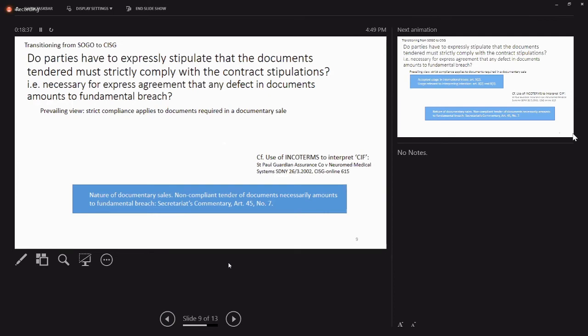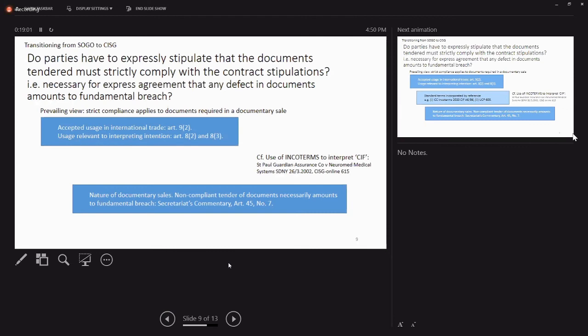So when we move into the CISG system, do I, as a transactional lawyer, have to refit all these documents to say that exact compliance with what we stipulate as compliant documents is necessary? If anything is wrong with it, let's just say the date of shipping, or whether it's a clean bill of lading, then I'm not required to pay.